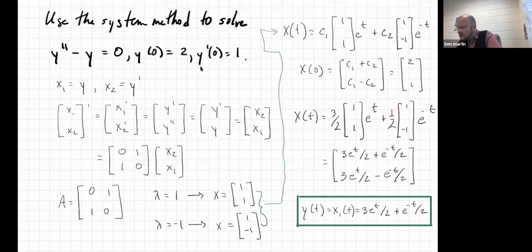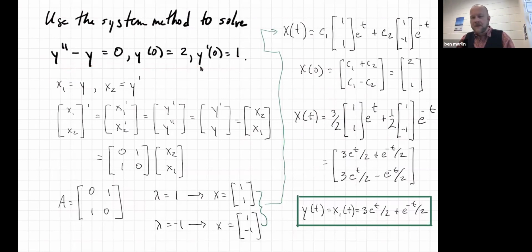And if you'd like, you could go ahead and merge them together into one equation there and have 3/2 e to the t plus 1/2 e to the minus t on the top, and then on the bottom, the obvious things. But what's important to us is that the top is x1, and x1 is the y that we needed. And if you go back and do this second order differential equation the way we did in earlier chapters, you get the same solution.